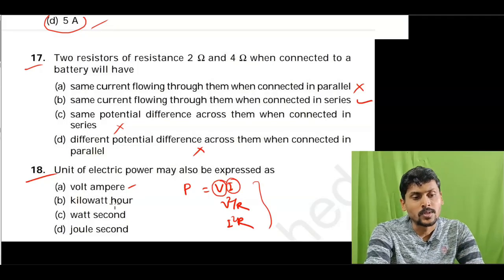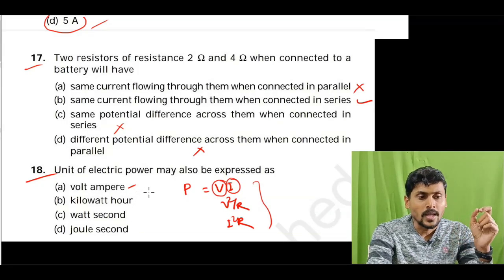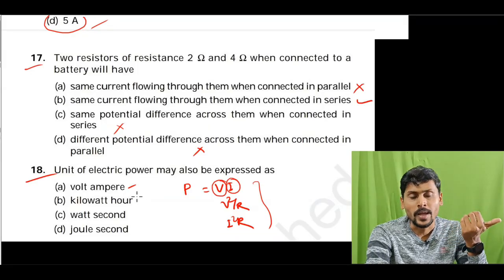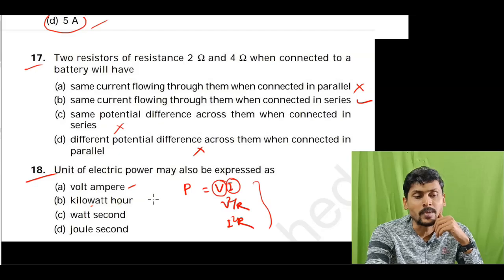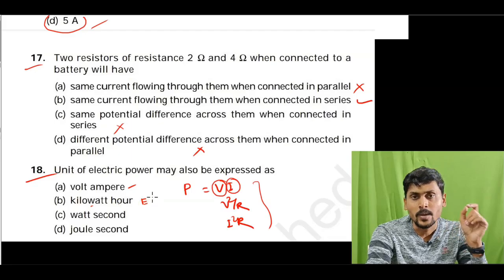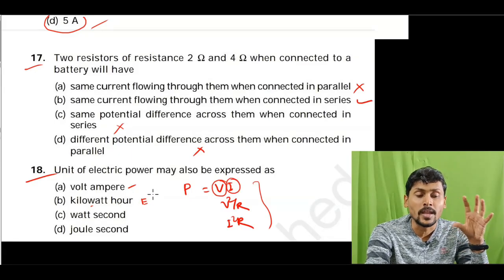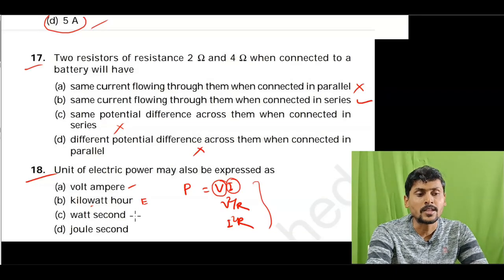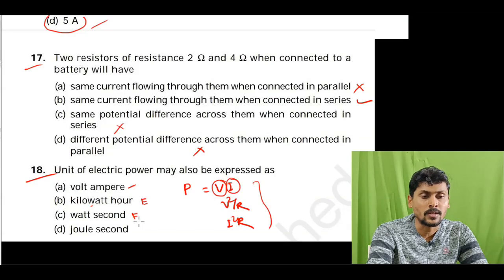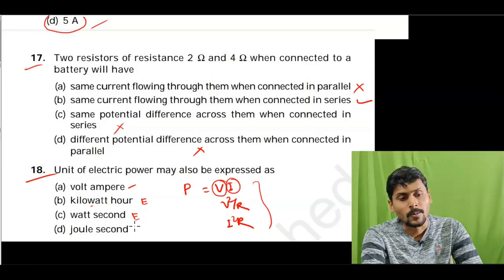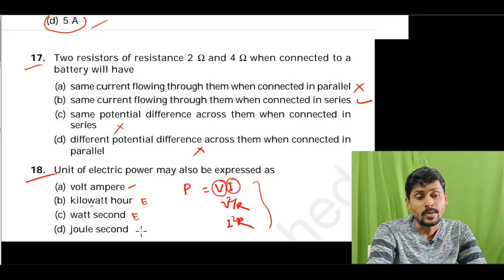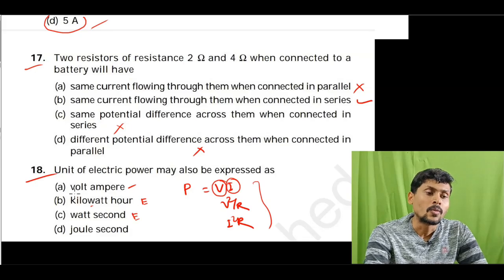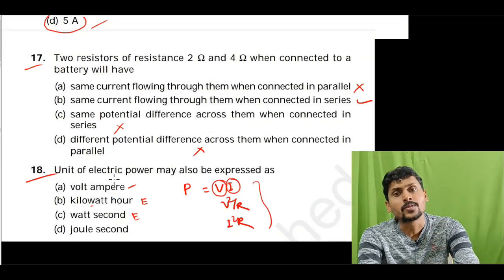Let's go to the other options. Kilowatt hour. So kilowatt is the unit of power and hour is the unit of time. So if you multiply power with time, you will get energy. The second option is the unit for energy. Then you have watt second. Again, watt is power, second is time. So again you are getting some energy. So watt into second will be joule. Then you have joule into second, means energy into time. So this cannot be power. So only one option is correct, which is option A.